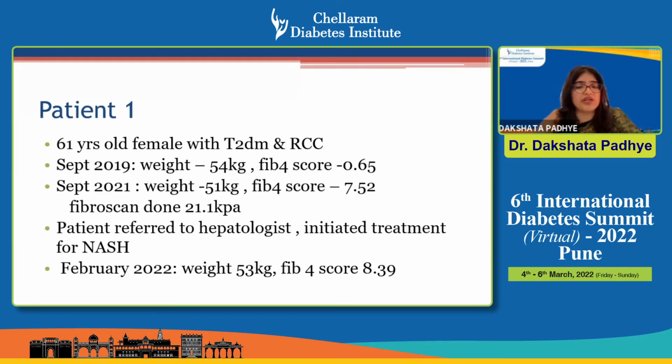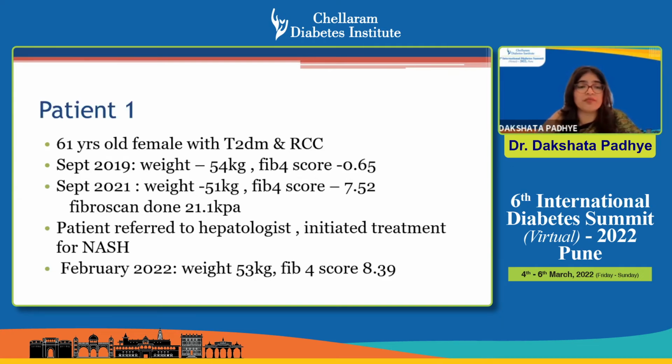In 2022, the FIB-4 score came down from 7.5 to 4, and the stiffness value also came down from 21 to 8.3. Sorry, this patient's follow-up FibroScan is still not done. The FIB-4 score settled from 7. This patient was already in progressive fibrosis, and from 7.5 the score has now advanced to 8.3.